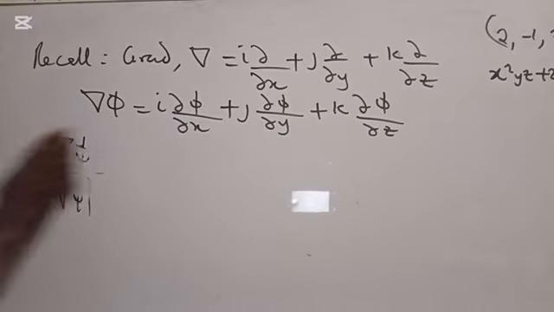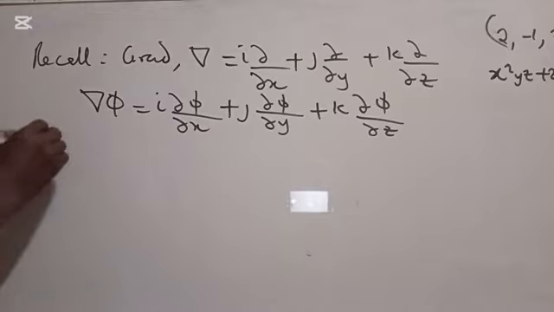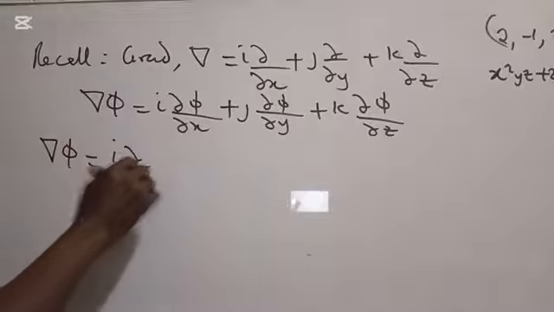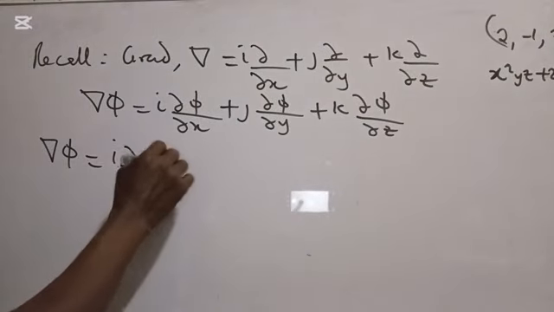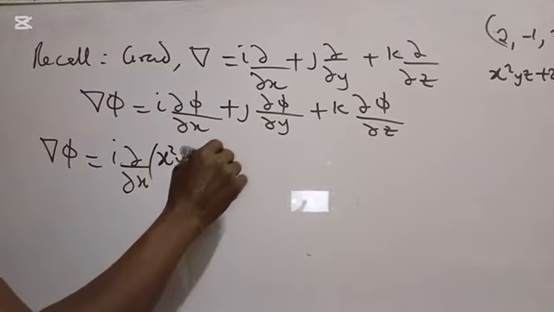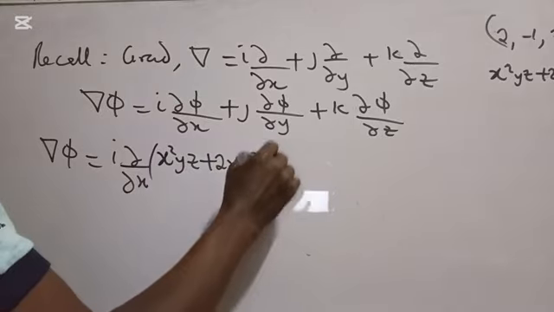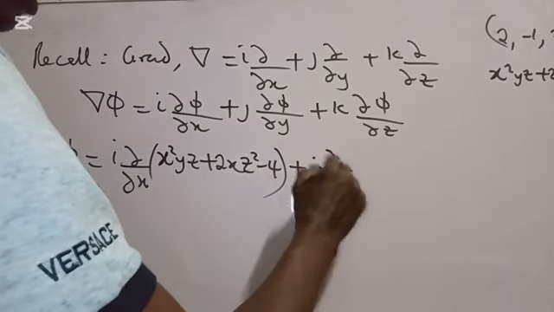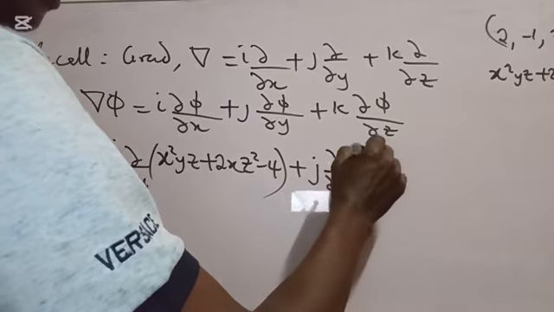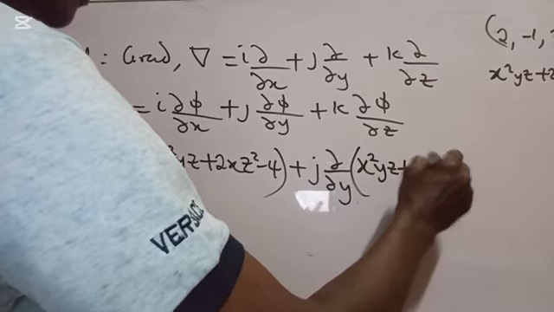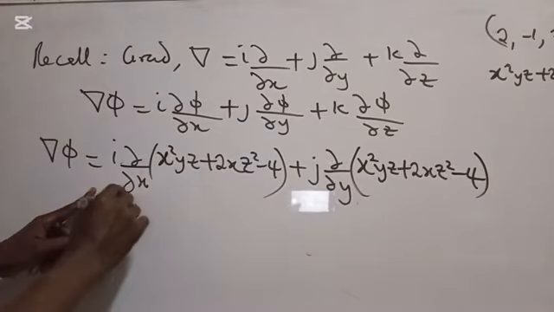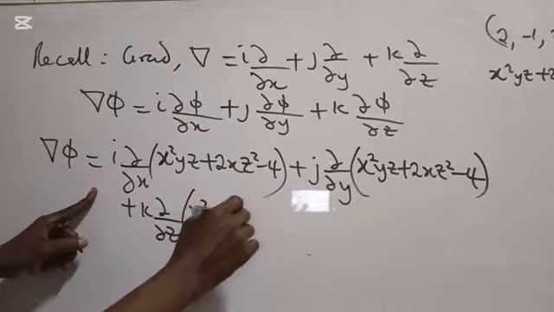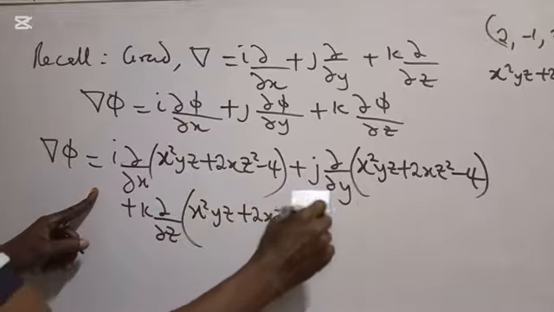So let's go and find the grad phi. The grad phi will be i del dx of our phi, and our phi is x squared yz plus 2xz squared minus 4, plus j, I hope you are following, del dy of again our phi, x squared yz plus 2xz squared minus 4, plus k del dz of x squared yz plus 2xz squared minus 4.